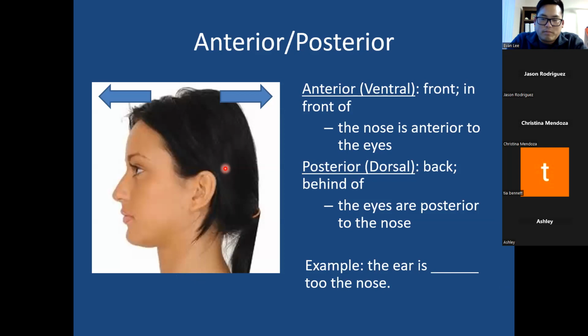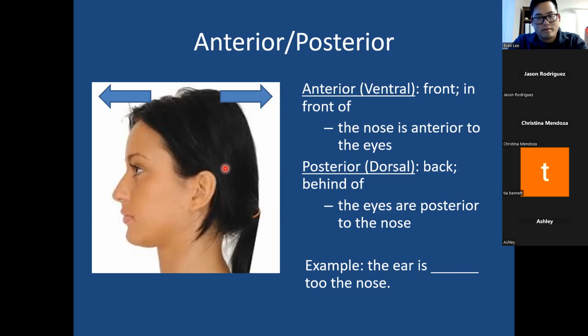Now to talk about a couple more directions, we have anterior and posterior. These are a little less familiar. I don't know anyone who uses the word anterior outside of anatomy, but it means the front or in front of. Posterior, if your parents have ever talked about your posterior, they're probably talking about your butt. Posterior is the back. So anterior and posterior are front and back, just like superior and inferior are up and down.